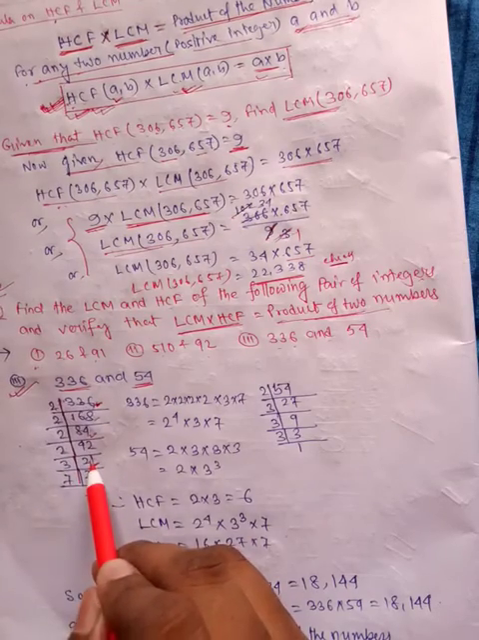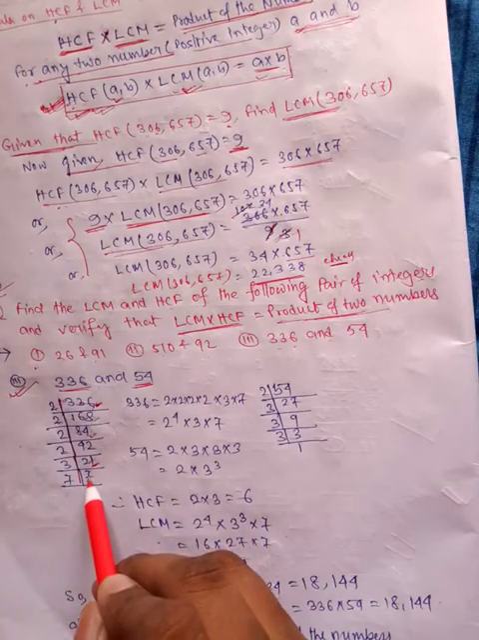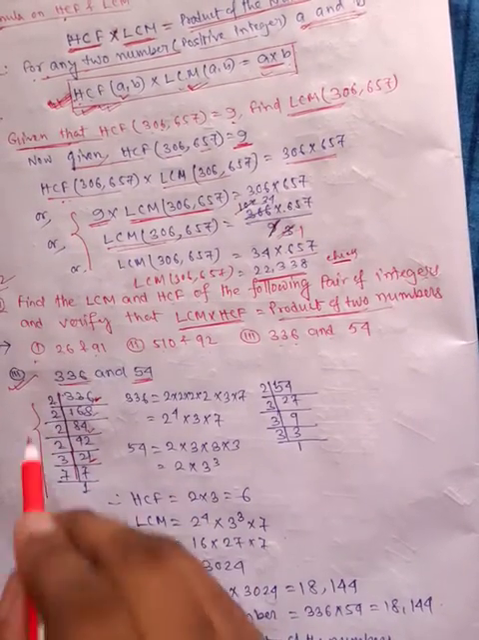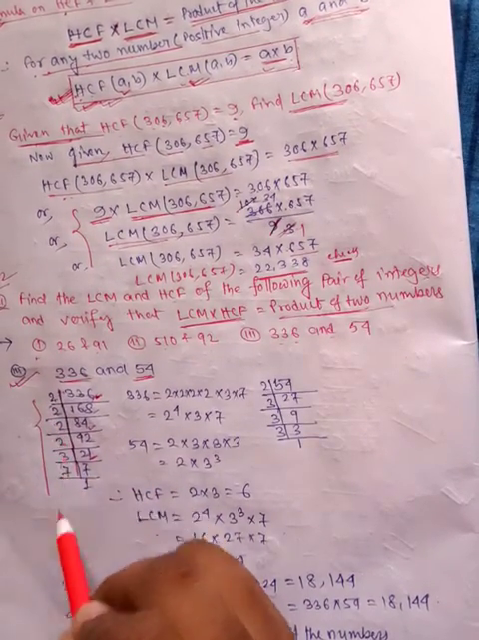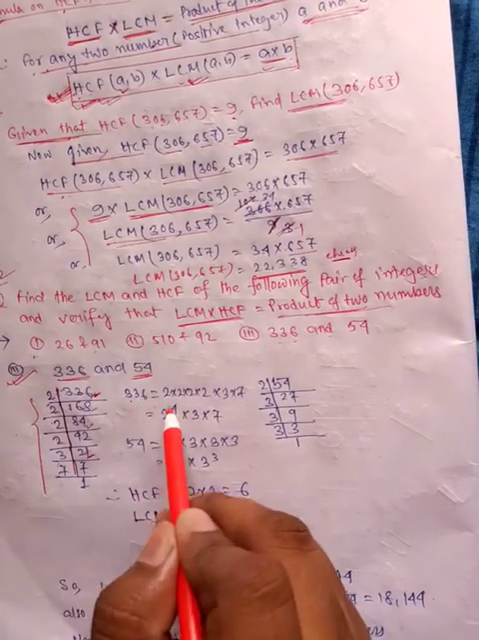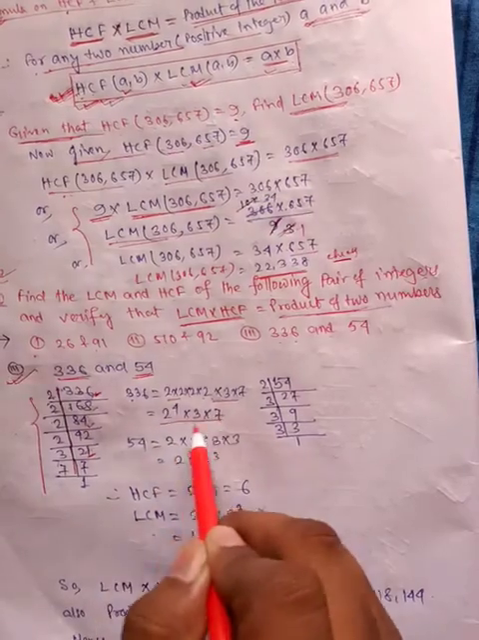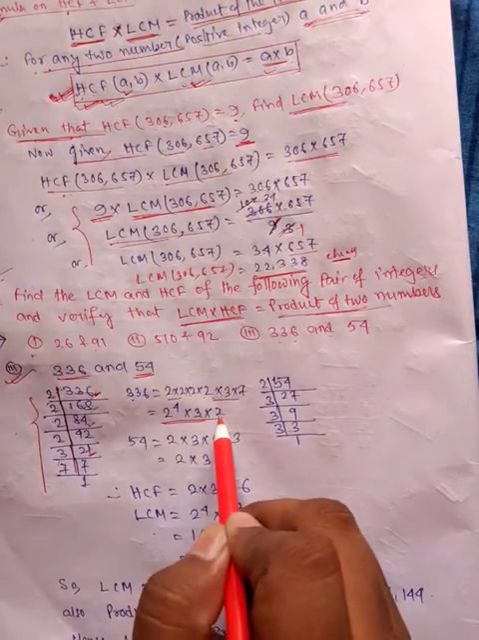3 7s are 21. Again, this 7 is a prime number, so 7 1s are 7. So these are all prime factors. You can see these are all prime: 2, 3, 7. So you can write 336 equal to 2 into 2 into 2 into 2, into 3 into 7, that is 2 to the power 4 into 3 into 7.